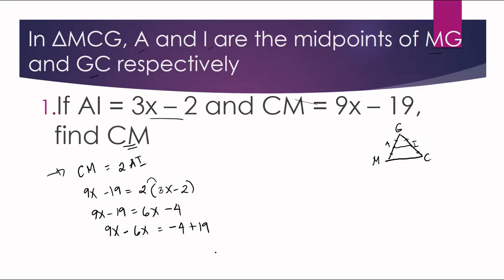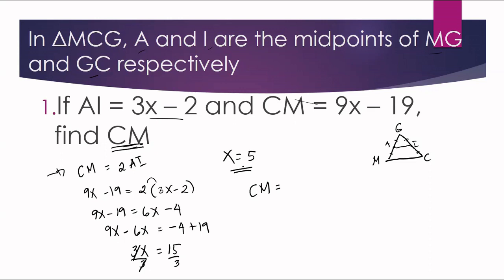Let us simplify. 9x minus 6x, that is, yes, it is 3x. And negative 4 plus 19 is positive 15. Then to solve for x, you need to divide both sides by 3. So if we do that, x is 15 divided by 3, that is 5. We are not yet done. This is only the value of x. What is asked here is the value of CM. So to get the value of CM, you are just going to substitute the value here, which is 5.